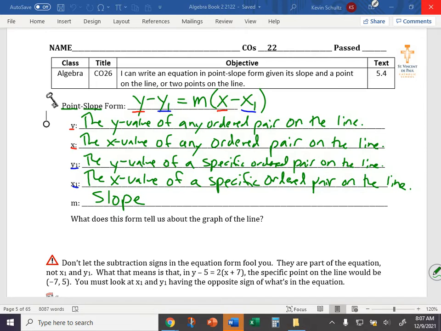So, what does this form tell us about the graph of the line? What does it give us? It gives us a specific ordered pair, and it gives us the slope. Because it gives us a point and a slope, we can graph from point-slope form, similar to how we can graph from slope-intercept form. The difference is that in slope-intercept form, you're starting at the y-intercept. In point-slope form, you're starting from some other point. Questions so far?